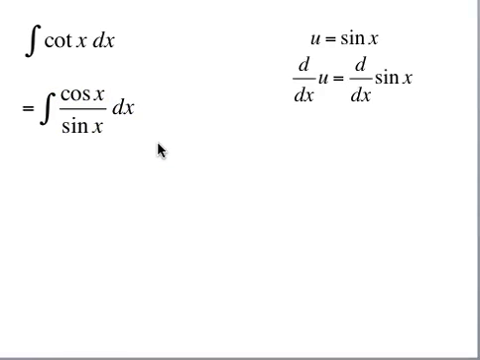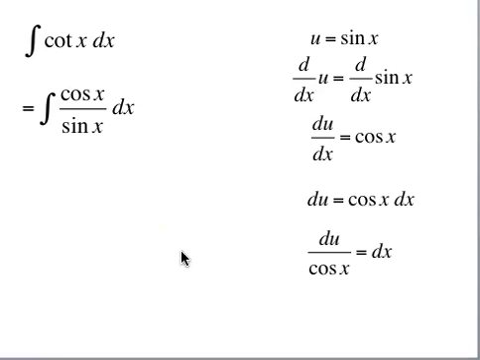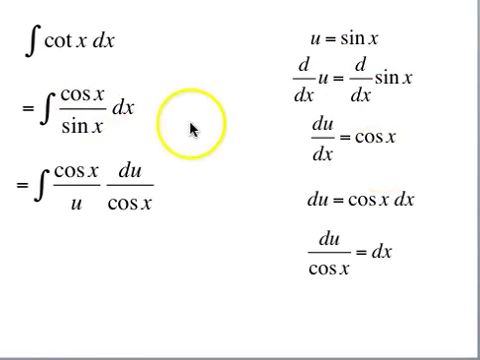And then the derivative with respect to x of U is the derivative with respect to x of sine x. So du dx is cosine x. With my strategy, I want to solve for dx. So du is cos x dx, du divided by cos x is dx. So we're going to replace this dx with du divided by cos x. We're going to replace this sine x with u, and you'll notice the cos x's will cancel.